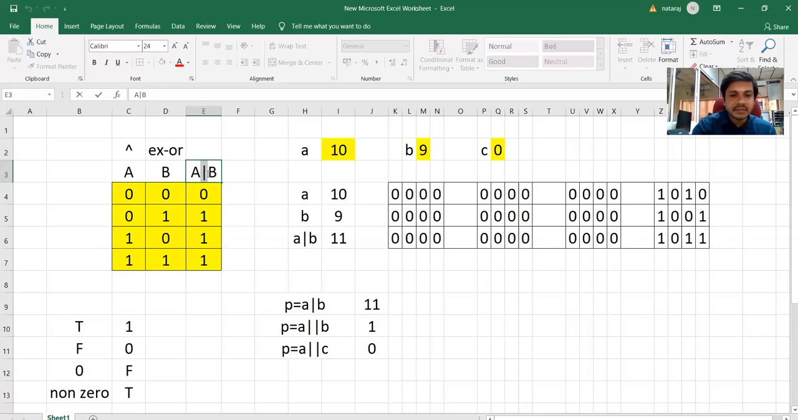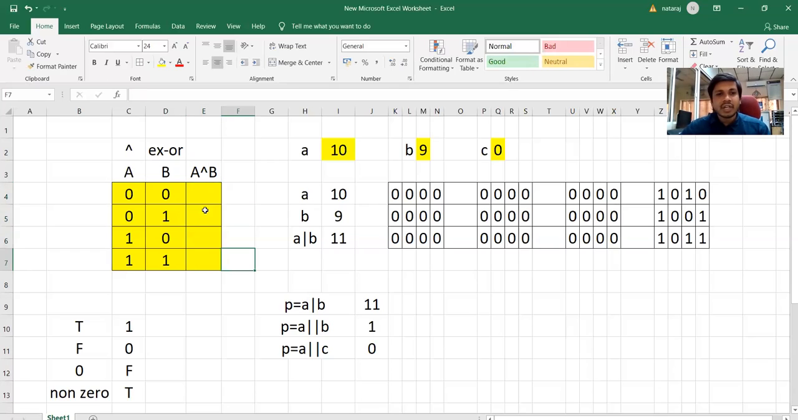XOR. It is not power. In a calculator we use that symbol for power, but here it is an operator, exclusive OR. And the truth table is, if both the values are the same, it is 0. 0 0 or 1 1 gives 0. If both are opposite, then it is 1. Simple.